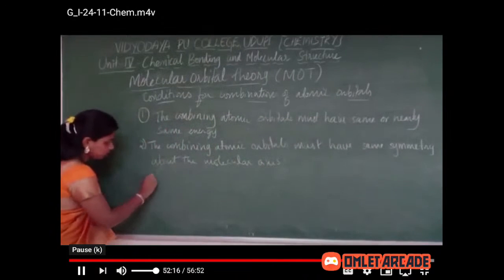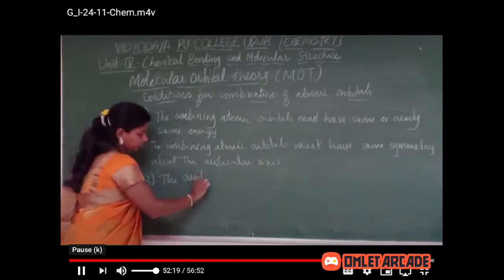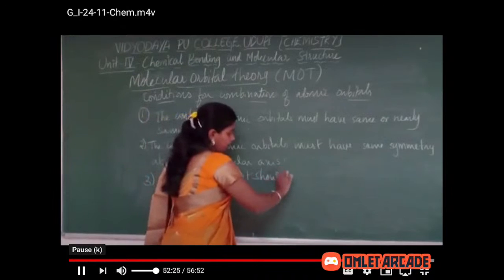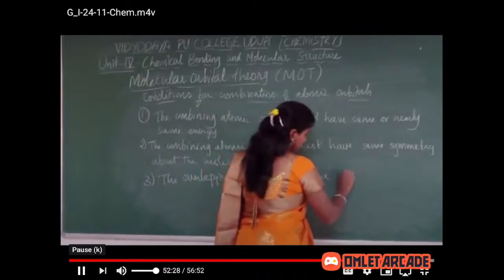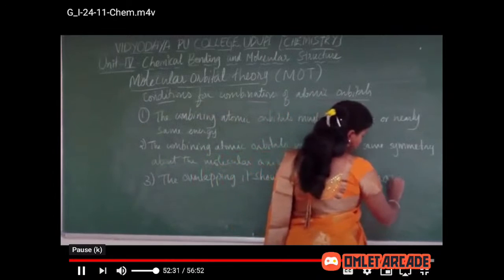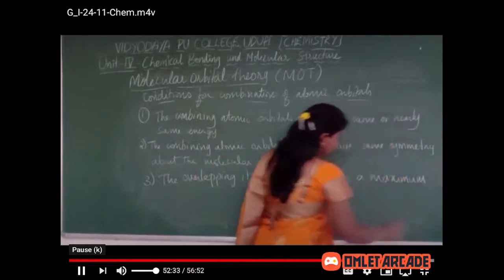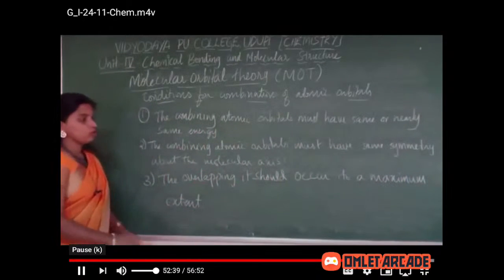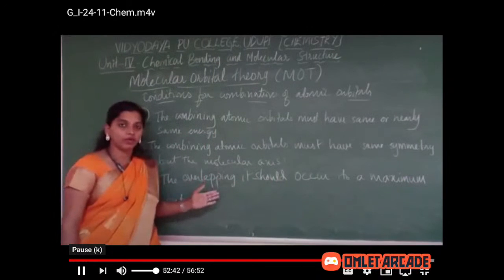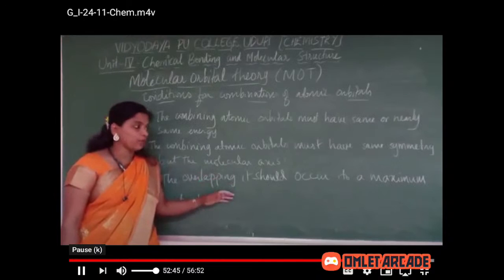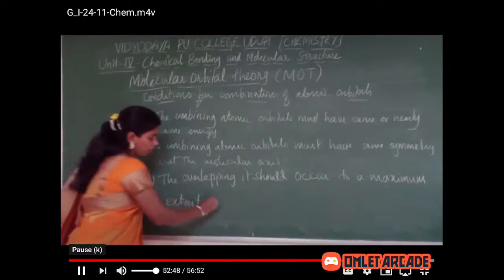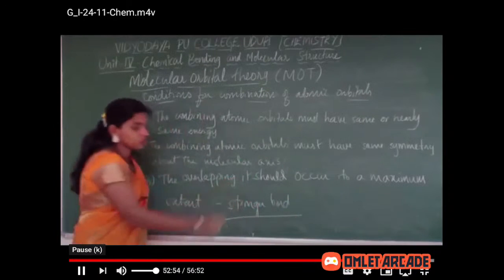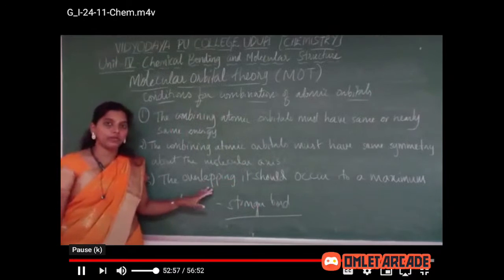Now the third condition: the overlapping should occur to a maximum extent. Okay. If two 2s orbitals are combining, the overlapping should be at a maximum extent because then a stronger bond forms. Bonds will be stronger if the extent of overlapping is maximum.